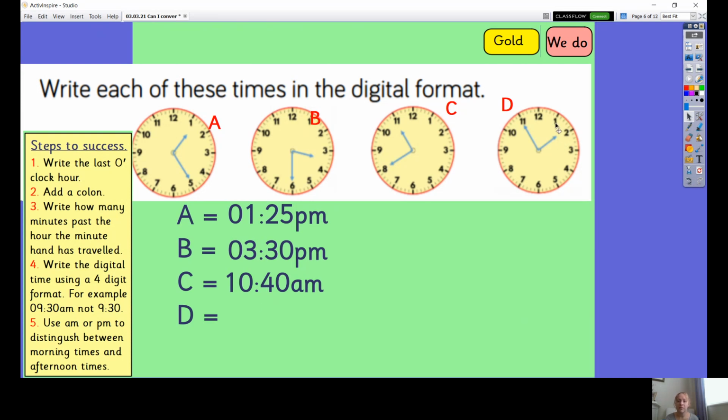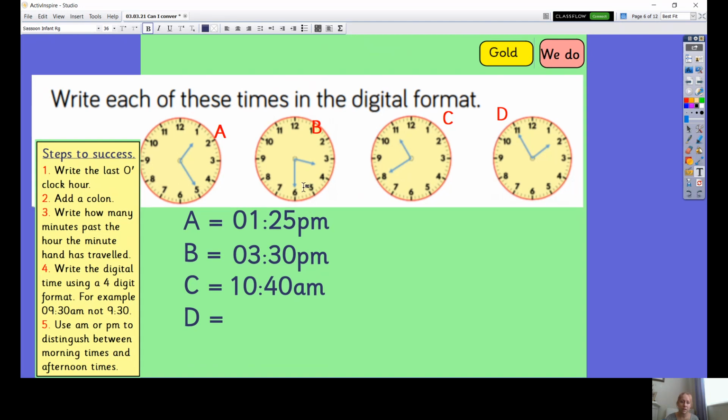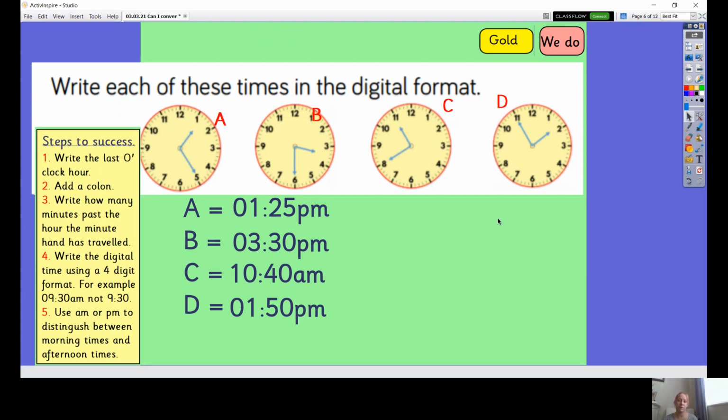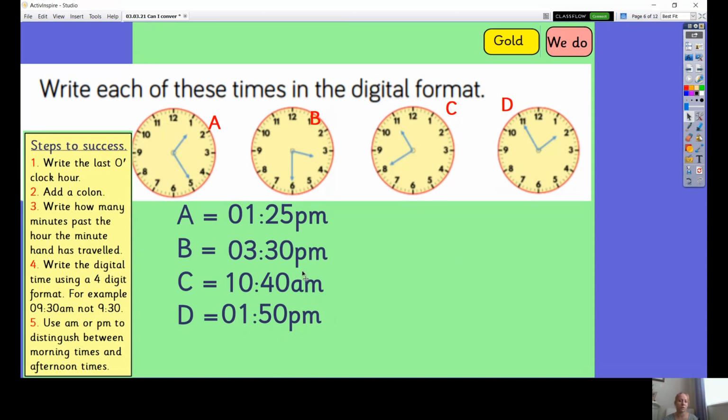And then D, that hour hand has gone past the 1. It's really close to the 2, but it hasn't got to the 2 yet. So it's going to be 0, 1. And then we're going to count round from the 12 all the way round to where the minute hand is. So 5, 10, 15, 20, 25, 30, 35, 40, 45, 50, 55. So this last one will be 01 again, because it went past the 1, my colon, and 55, and we will put PM on as well. Okay, so hopefully you got those times. Don't worry if you've got different AM or PM, that's okay.